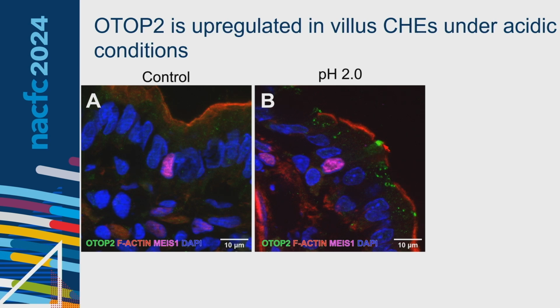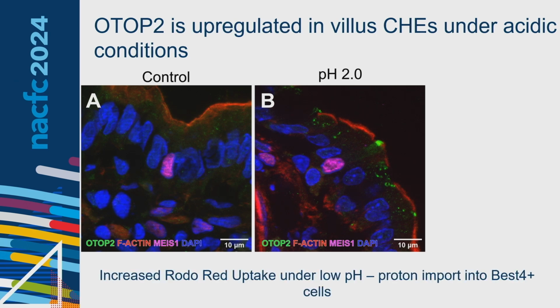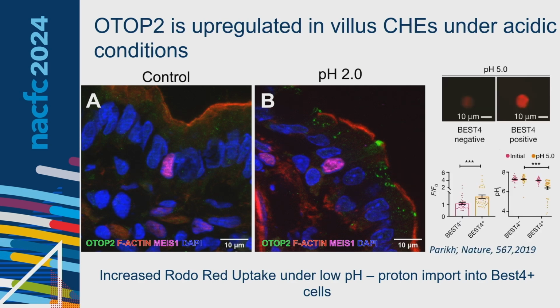Now, the folks who looked at BEST4 positive cells in the colon published a paper using rhodo-red fluorescent dye, which allows demonstration of proton import into the cell. And here they showed in that study that when you use rhodo-red, there's maximal uptake of protons at pH 5, which is consistent with the intestine. We just completed some studies in our rat organoid model, and we have been able to reproduce this, confirming that the cells in the intestine are also picking up protons.